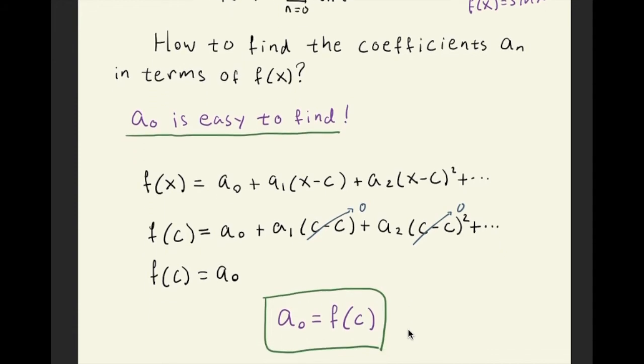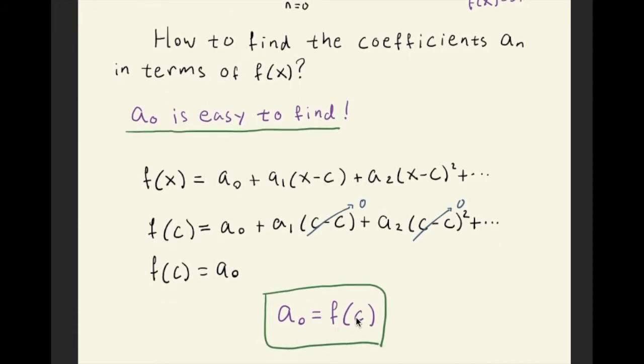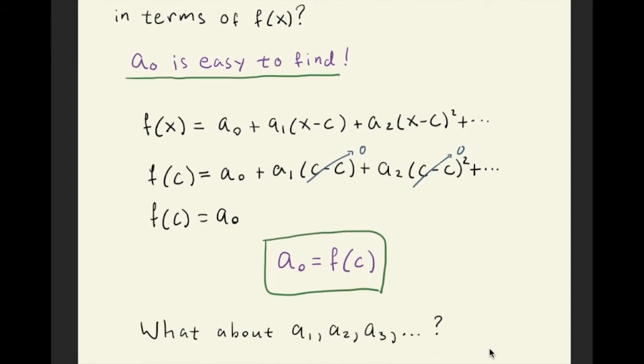So really the equation that we're left with is that f of c is equal to a0. And so there you go. You found the a0 coefficient from your function f of x. If you know what f of x is, then you can figure out the first coefficient of the power series, of its Taylor series, by plugging in the center into the function f. Okay. Well, what about the other ones? What about a1, a2, a3? How can we figure those out?